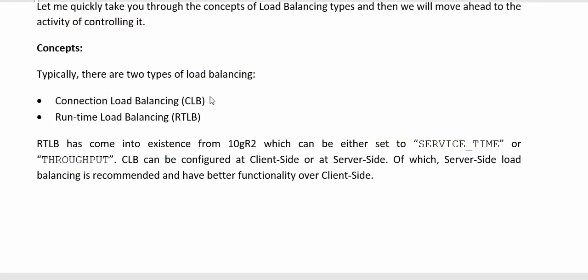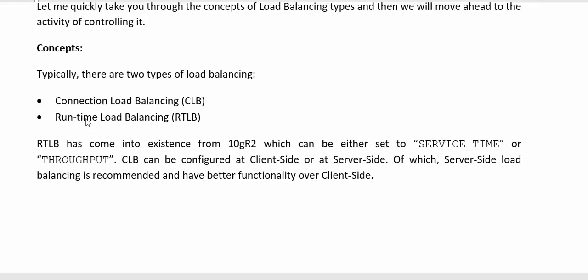As you see on the screen, there are typically two types of load balancing, that is connection load balancing and runtime load balancing. In turn, connection load balancing is divided into two types, one is client side and the other is server side. Because the name is connection load balancing, only when the connection tries to reach the network layer of the Oracle software, that is either TNS or the listener, will the load balancing decision be taken. That is the reason it is named connection load balancing.